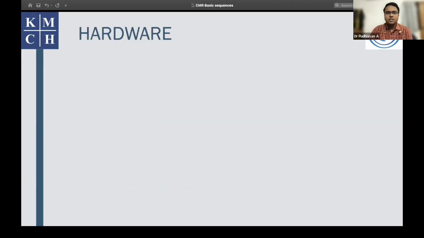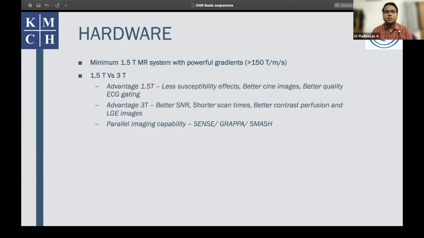So coming to hardware. A minimum of 1.5 Tesla MR system with a powerful gradient with a slew rate of at least 150 is desirable for doing a cardiac MR. Theoretically speaking, lesser field strength magnet can also be used to do a cardiac MR, but for everyday clinical practice, we see that a minimum of 1.5 Tesla gives you good quality images. So you have a 1.5 Tesla system.